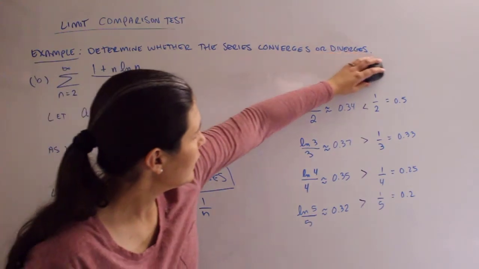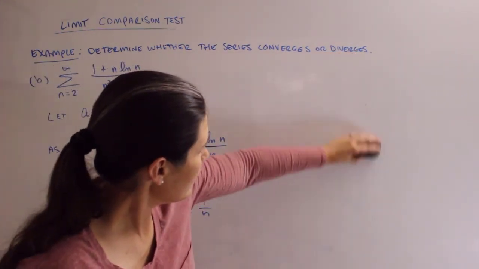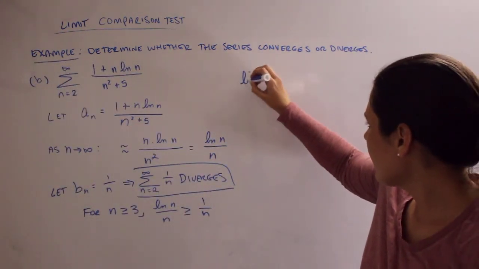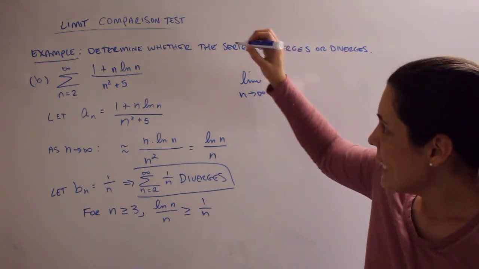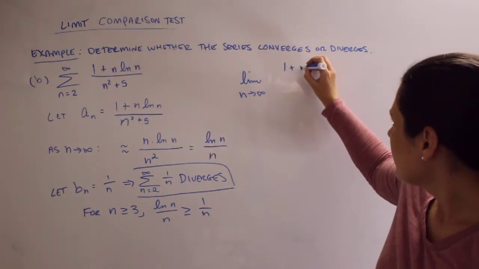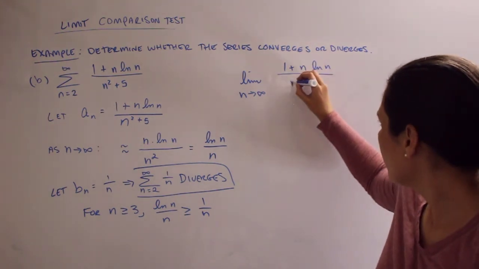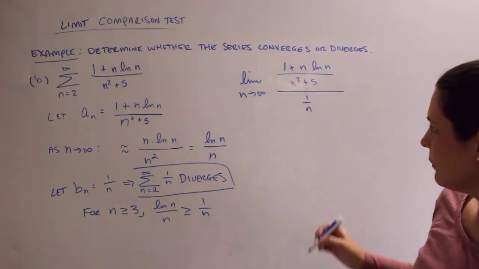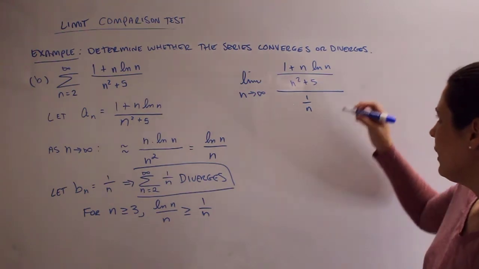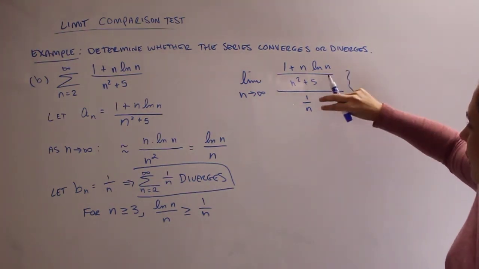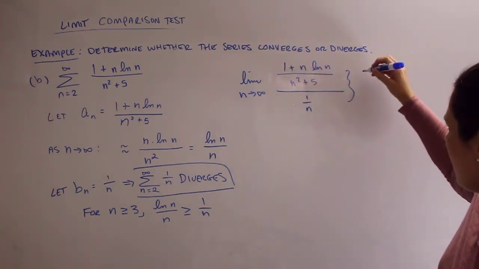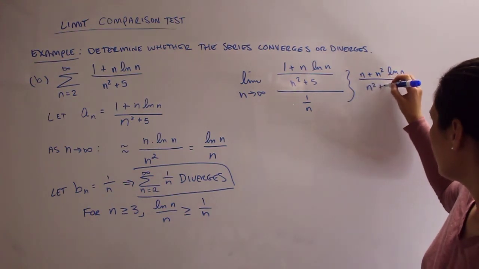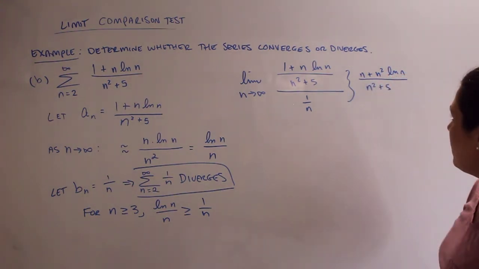For the limit comparison test, we divide a sub n by b sub n. Applying our test, the limit as n approaches infinity of a sub n, which is 1 plus n times ln of n over n squared plus 5, divided by b sub n, 1 over n. Let's start simplifying. I'm just going to do the algebra real quick. Flip and multiply, and we get times n on top. So n plus n squared times natural log n over n squared plus 5. Very similar to the last one.